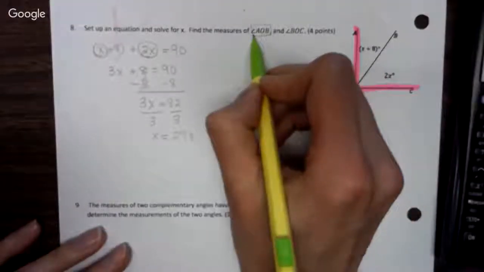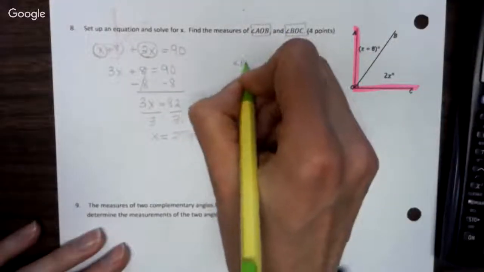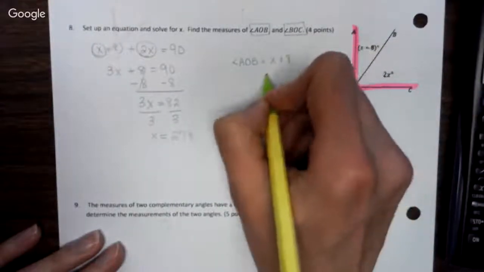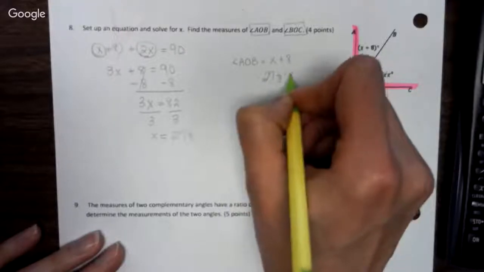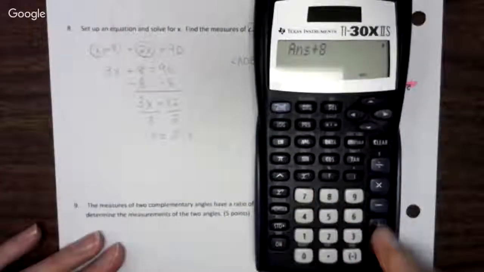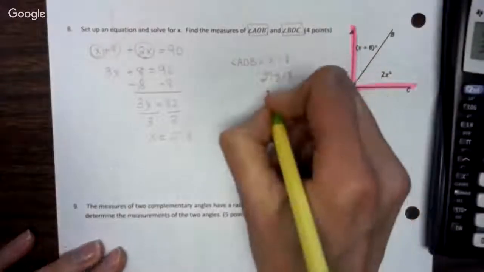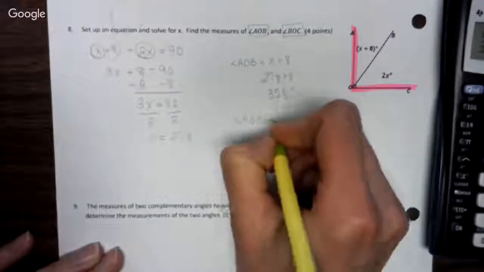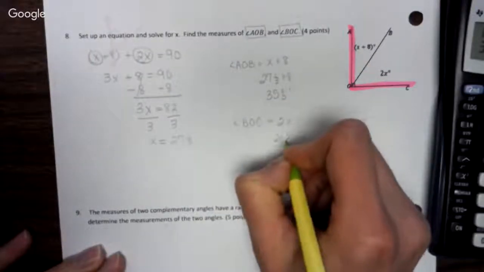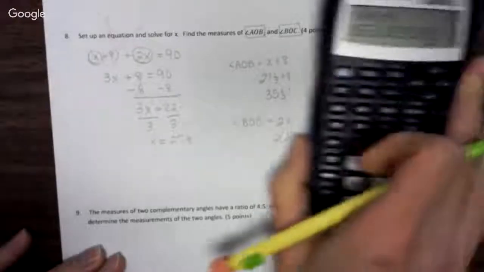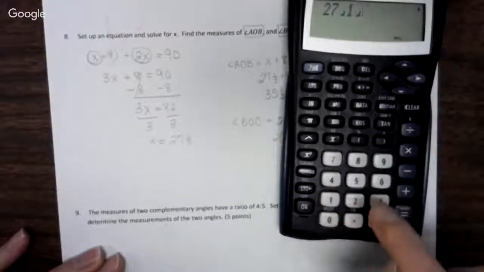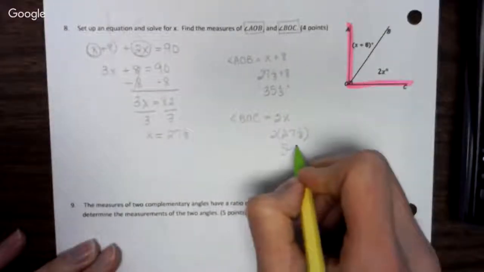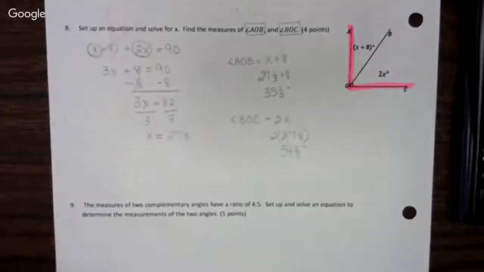Now it's asking us to find 2 angles here, so I'm going to go back up. Angle AOB is x plus 8. So 27 1/3 plus 8. I'm just going to hit plus 8 in my calculator, and that gives me 35 1/3 degrees. And angle BOC is 2x. So I'm going to take 27 1/3 and multiply it by 2. 27 1/3 times 2 is 54 2/3. And those would be my 2 angles.